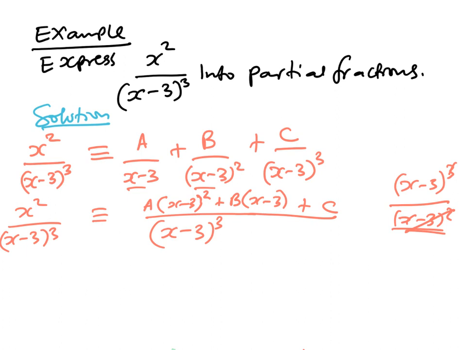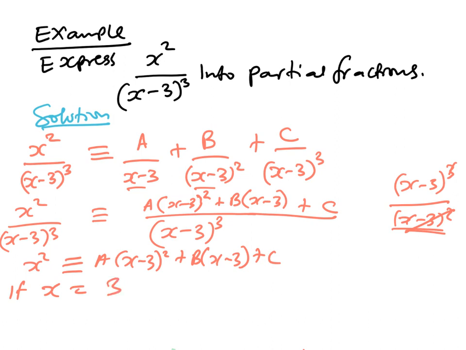So what next? If we substitute here, of course we're going to equate the numerators because the denominators are the same. x squared is equivalent to A into x minus 3 squared plus B into x minus 3, then plus C. Now, if x is equal to 3, you discover that the first bracket and the second will go. We can say 3 squared, which is 9. So this is 9 equals C. You have C directly.